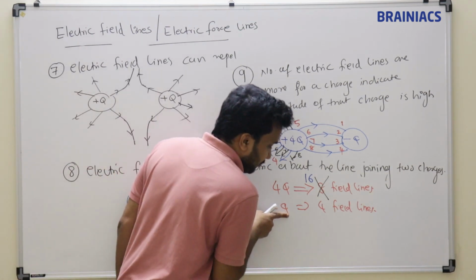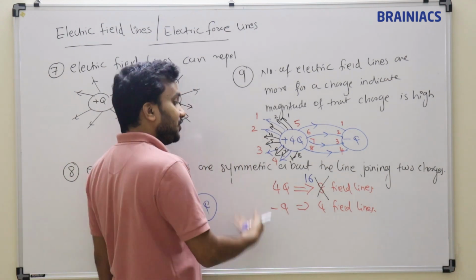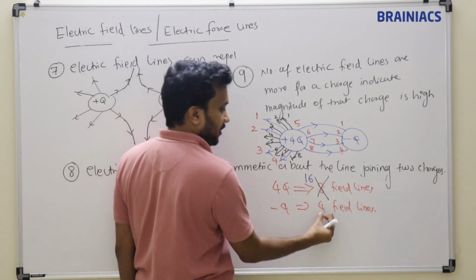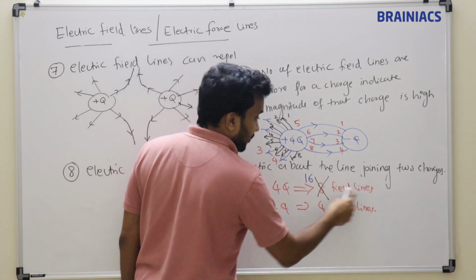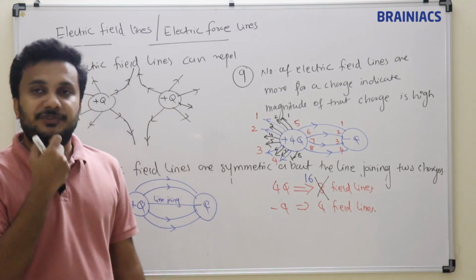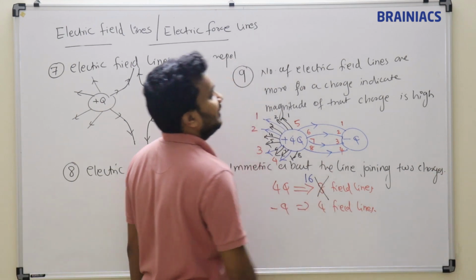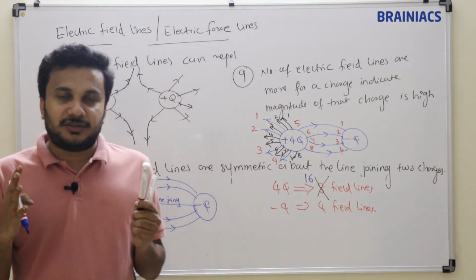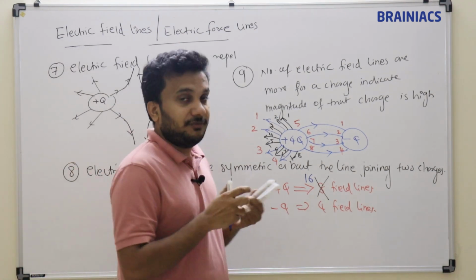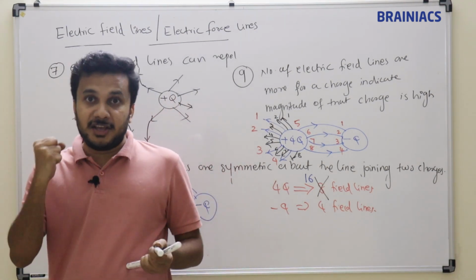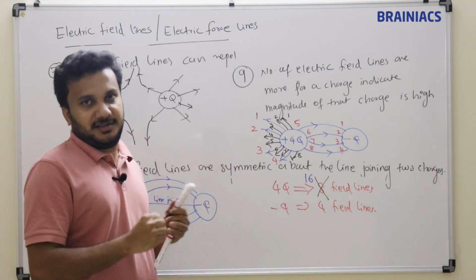Which means this charge, with respect to minus q, plus 4q is 4 times higher. 4 times higher means 4 times the field lines. So here it is 4, and 4 into 4 is 16, which means plus 4q must have 16 field lines if minus q has 4 field lines. So the magnitude of the charge, the charge strength, can be higher or lesser. A high amount of field lines means the magnitude of that charge will be higher.